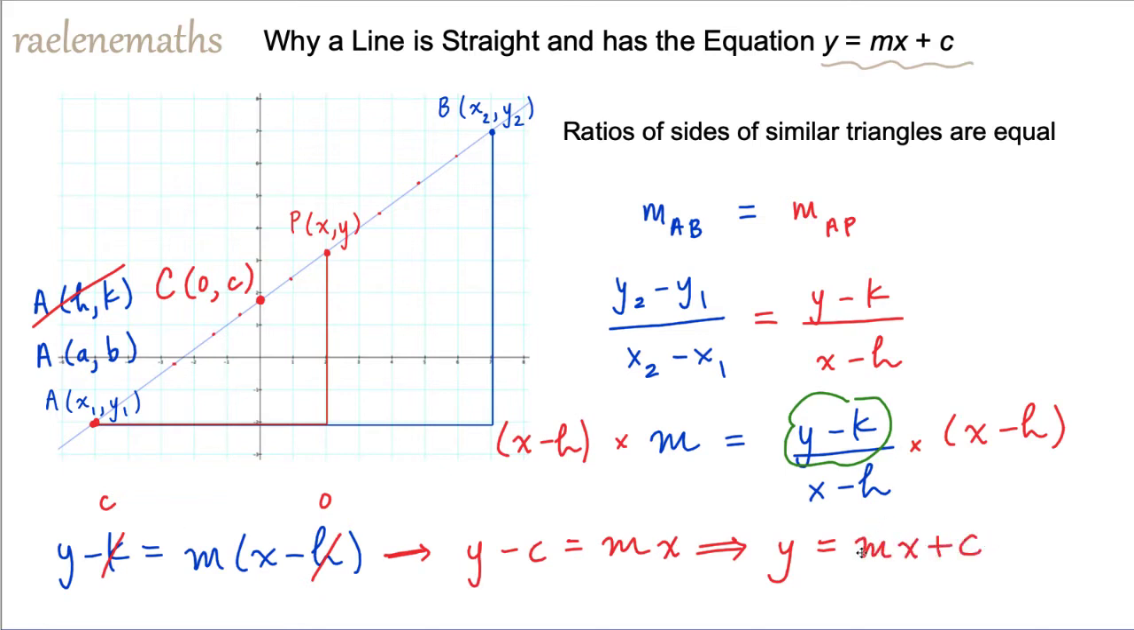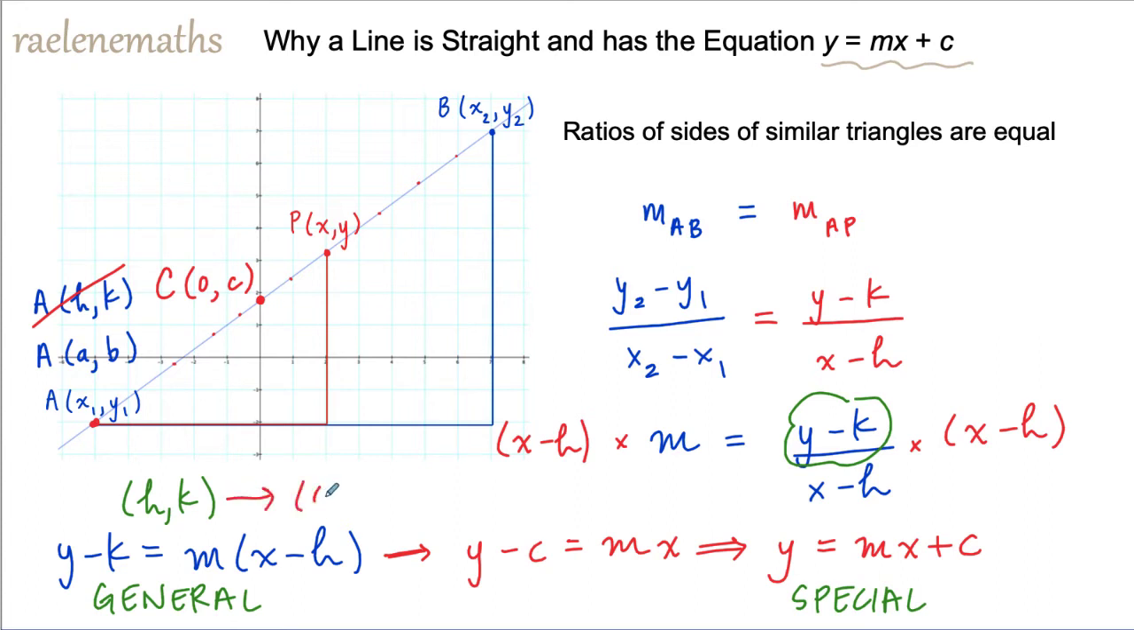So it turns out that y equals mx plus c is a special case of the point slope or gradient form y minus k equals m times x minus h. This equation is general because it allows us to use any known point on the line, h comma k, whereas y equals mx plus c is a special case of the equation of a line where the h comma k has been replaced with 0 comma c. Specifically, if the x-coordinate is 0, we have a special case.